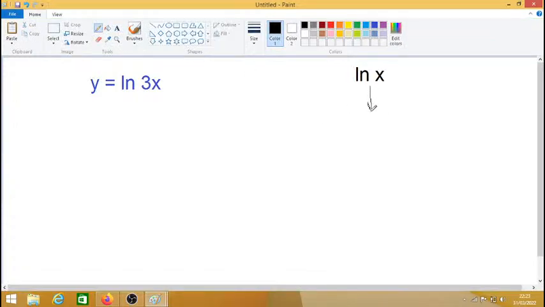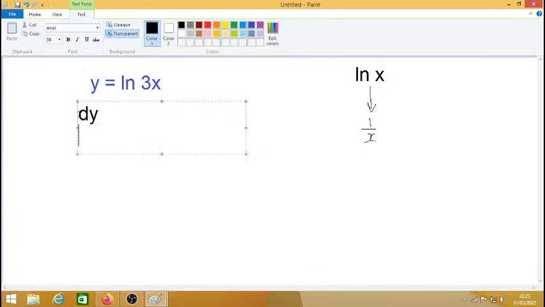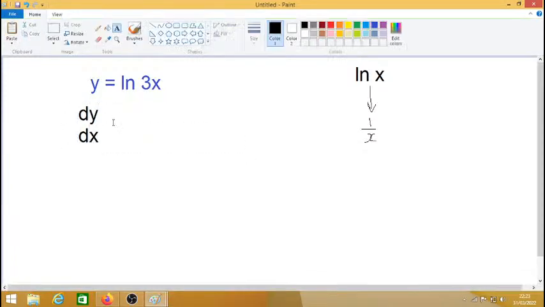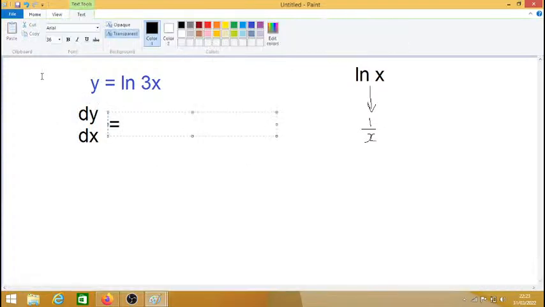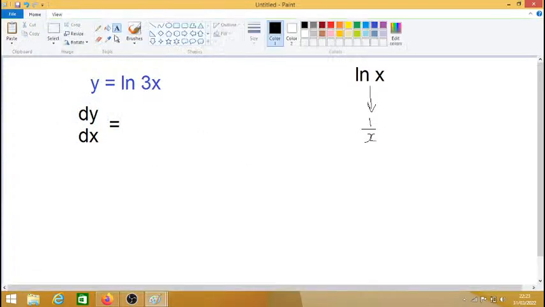If we've got 3x or 5x or something more complicated than x, then we're going to have to apply a chain rule, which means there's a second step. So let's do the first step, dy by dx. We just differentiate as normal. So anything with log in it is just going to become 1 over that thing. So natural log of x becomes 1 over x. Natural log of 3x will become 1 over 3x. That's the first step.